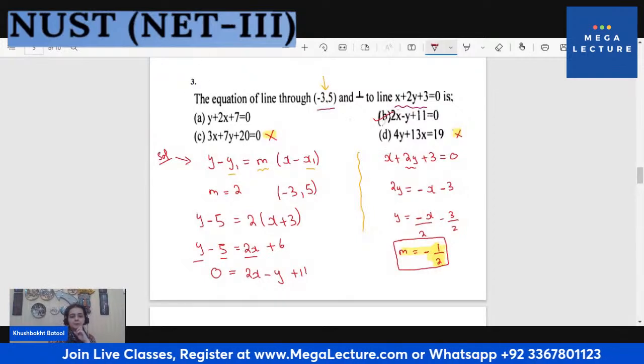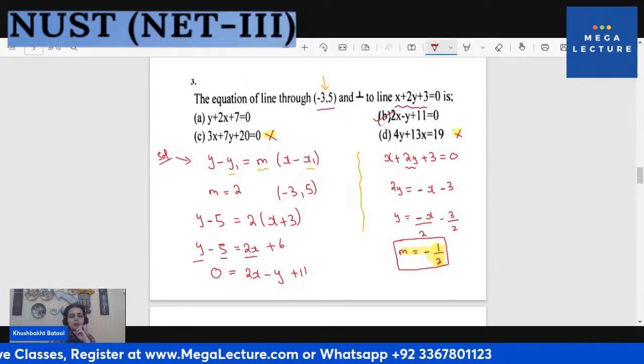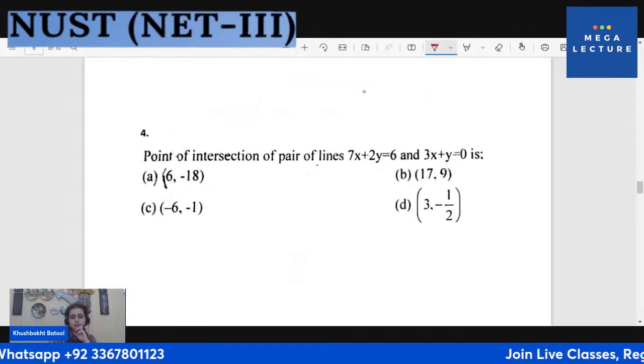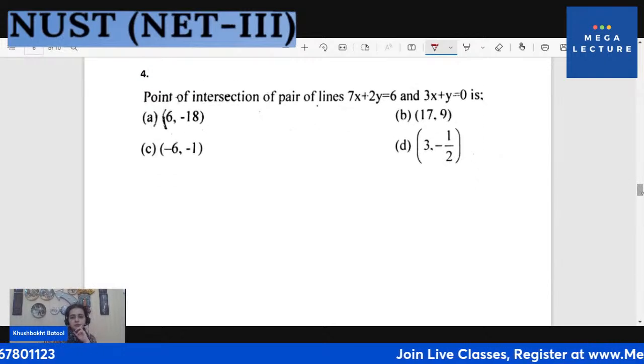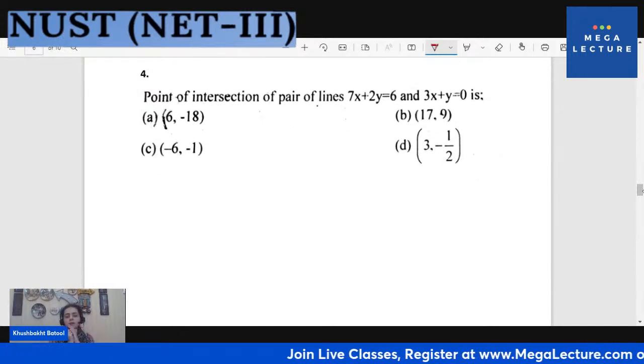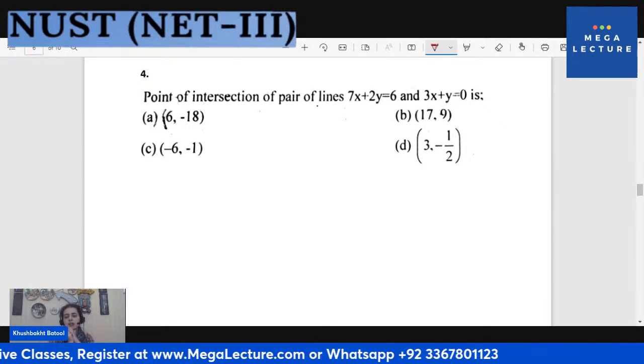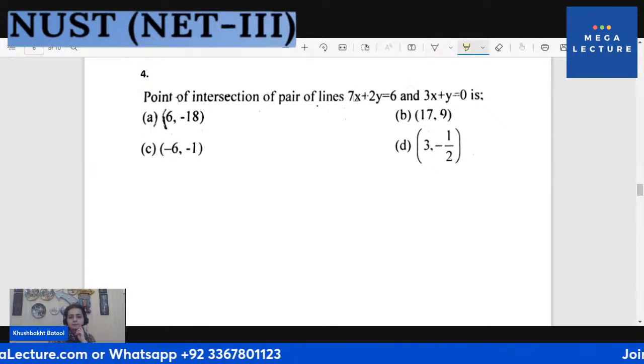All right, okay, let's talk about the next question, that is the fourth one. Okay, now the fourth question says point of intersection of pair of lines 7x plus 2y equals 6 and 3x plus y equals 0. Now you have two lines.